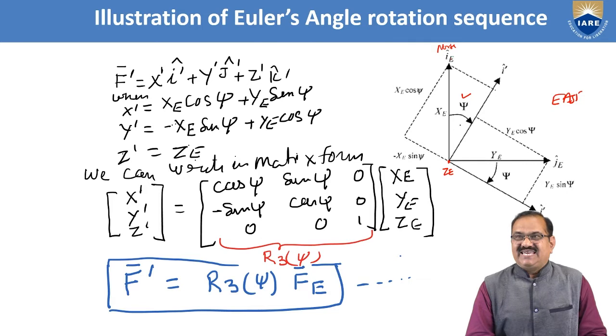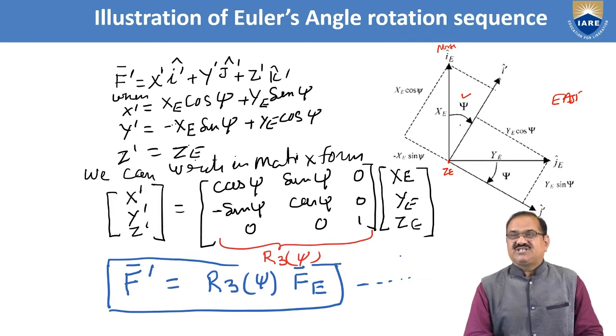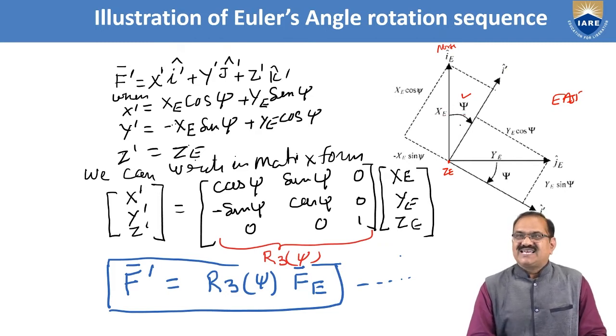So this IE, the next position will come, it is I prime. Here XE and YE, now we have rotated by psi, so this JE will be J prime here, and IE will be I prime.